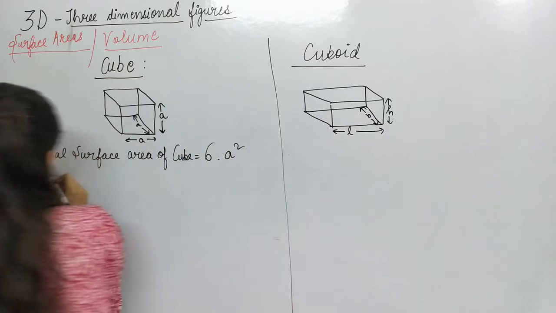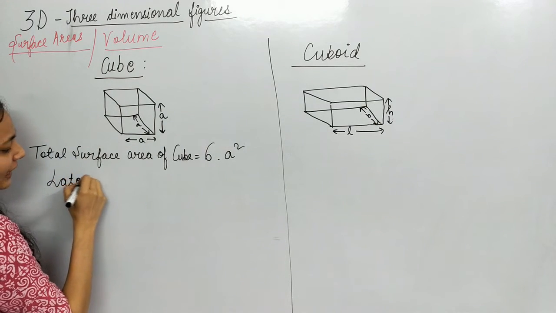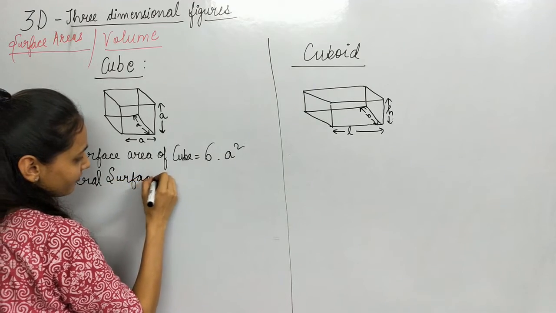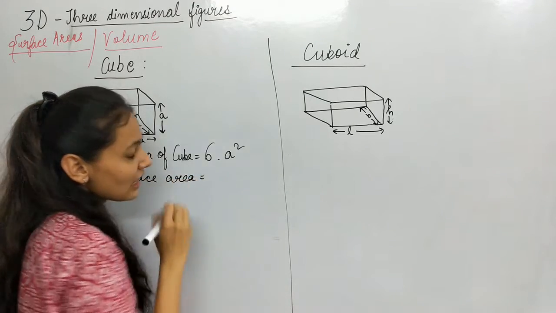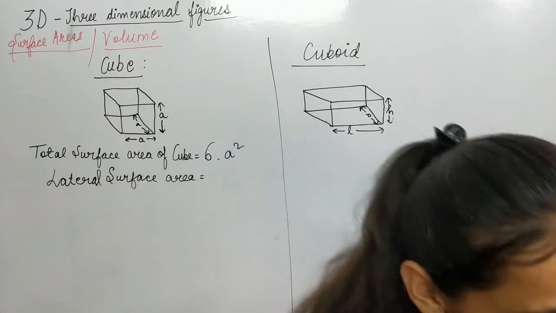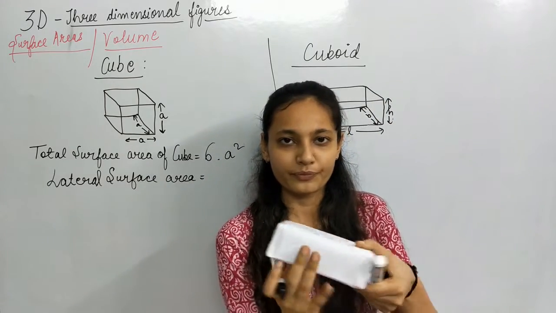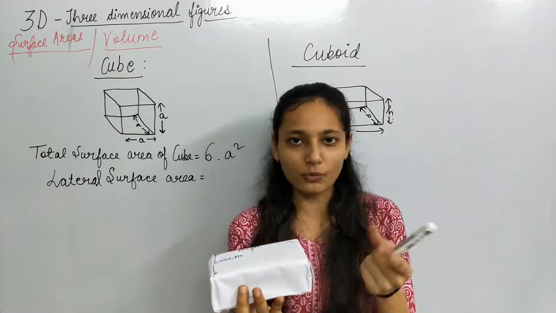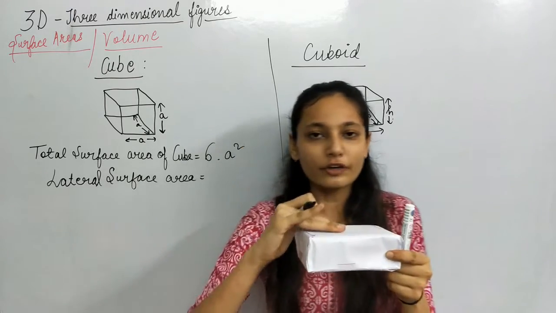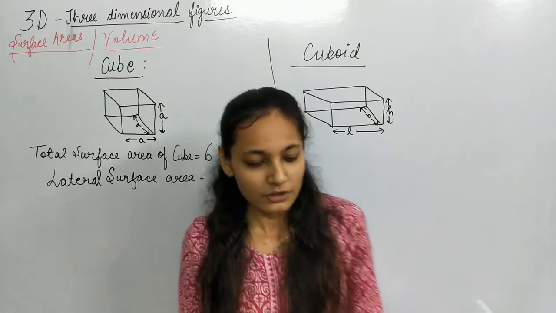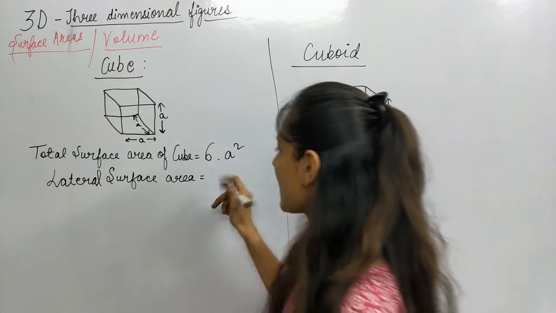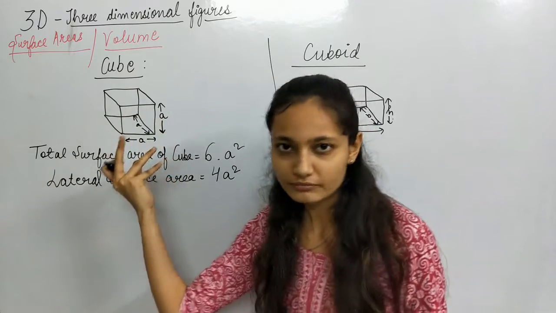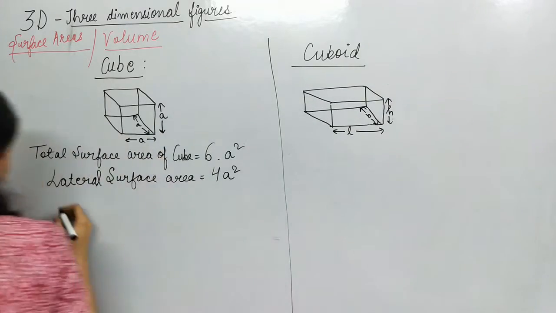Okay. Another, in this we calculate lateral surface area. Lateral surface area of cube, that means the area of these 4 faces of the cube or cuboid. Lateral means you will not take top and bottom. So for lateral surface area we get 4a squared, only 4 sides of this cube. So area will be 4a squared.